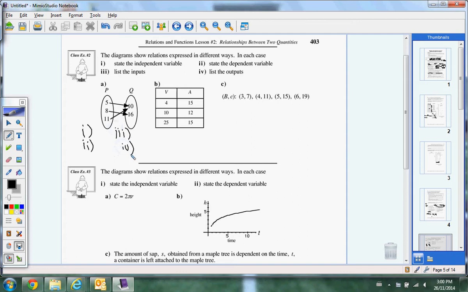Okay, so where are we at? I think we're at Molly. Molly, what's my independent variable for part A? Which one's independent? P. Good. And then which one's dependent? Okay, good. And Janae, what is my list of inputs? Good. And my outputs? 10, 16. Good. Okay, so then Jad, on part B there, which one's my independent? Good. And what's my dependent? Good. Okay, and back to Chris, what's my list?